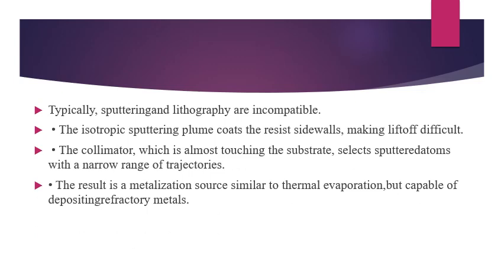Typically, sputtering and lithography are incompatible. The isotropic sputtering plume coats the resist side walls, making lift-off difficult. A collimator, which is used close to the substrate, selects sputtered atoms with a narrow range of trajectories. The result is a metallization source similar to thermal evaporation but capable of depositing metal.